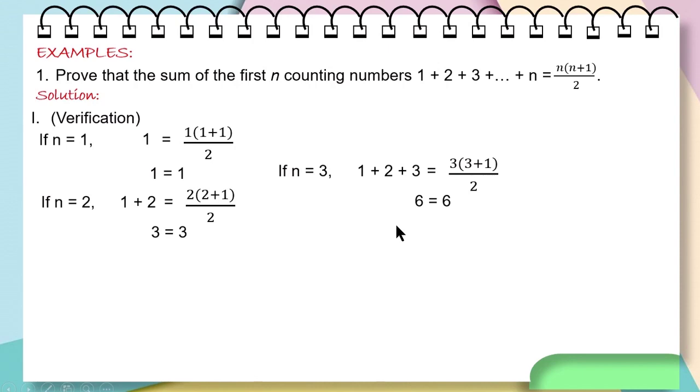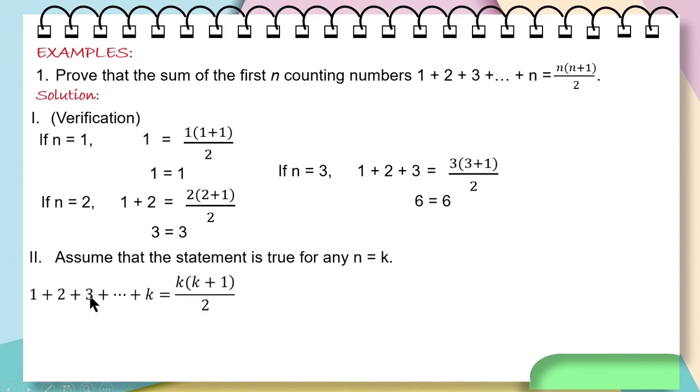However, showing that the statement is true for n equals 1, 2, 3, or any larger value of n does not completely prove the statement. So we proceed to the second step. We assume that the statement is true for a value of n, say n equals k. We have 1 plus 2 plus 3 plus and so on plus k equals k times the quantity k plus 1 over 2. We just replace n by the variable k. And this is what we call the inductive hypothesis.